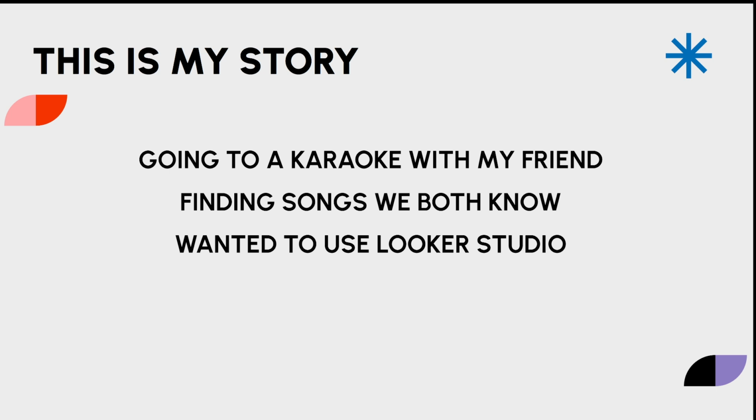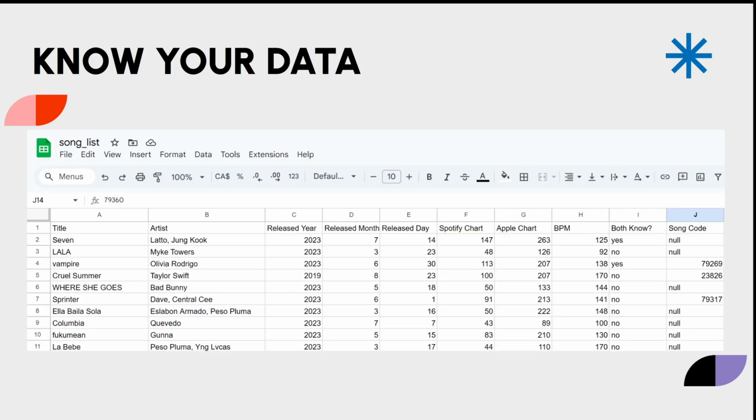Imagine I've requested you to create a tool that, when you search for a song title, tells you whether both of us know it or only one of us does. I'll provide the data for the tool. I'll share a Google Sheet file link in the video description or comments. Please download and open the file.